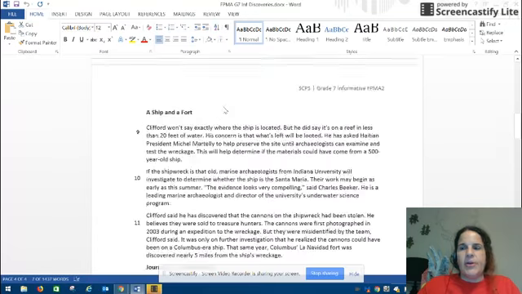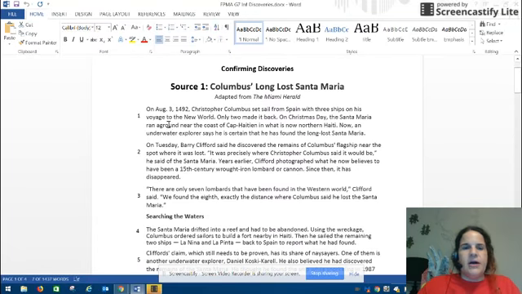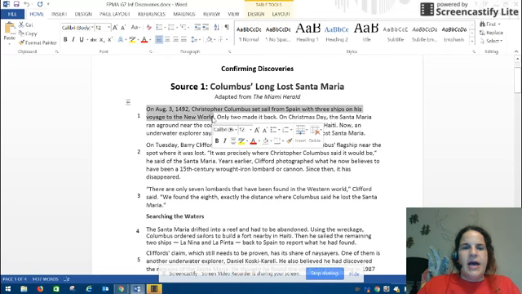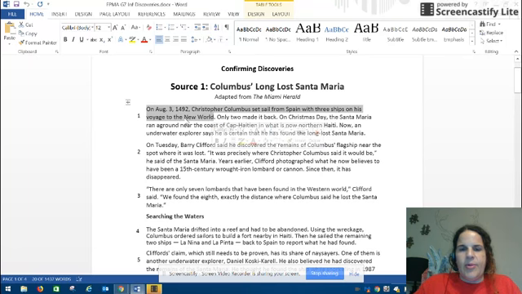Okay, so let me go back up here and let's see. On August 3rd, 1491, Christopher Columbus set sail from Spain with 3 ships on the voyage to the New World. I don't care about that. That's just giving me background information about when he left and all that. I only care if it makes it difficult to prove that something is really old. So I'm going to keep going. Only 2 made it back. Don't care. On Christmas Day, Santa Maria ran aground near the coast of Cape Haitian, which is now northern Haiti. Again, that's just some background information that has nothing to do with proving if something is old or not.